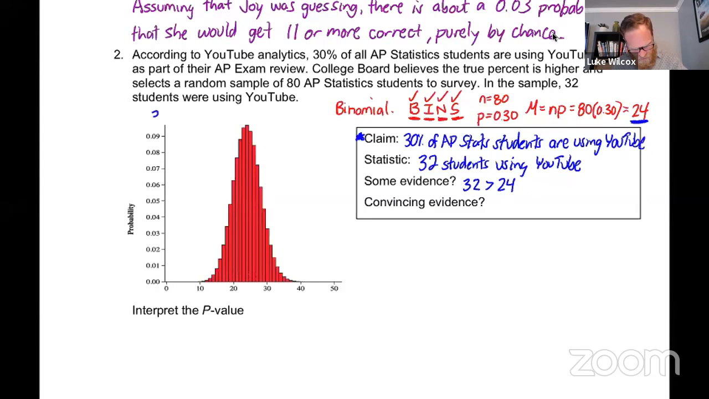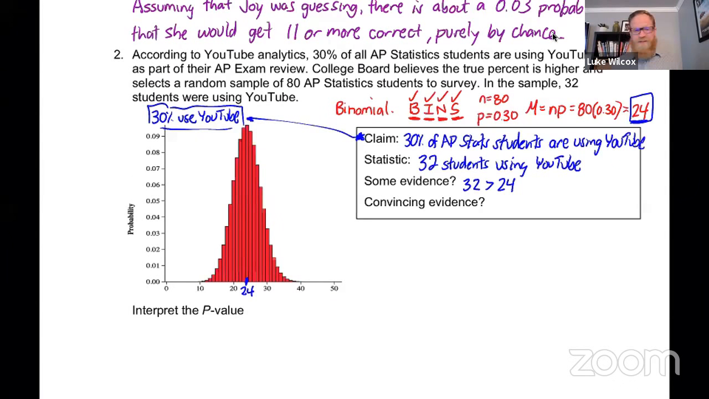So we're going to assume here in this picture that 30% use YouTube. That had to be assumed in order to create this distribution that you see here, right? So this claim is assumed to be true. You can actually see that because the value right at the center of this distribution is 24, which is what we would expect if the 30% claim is true.